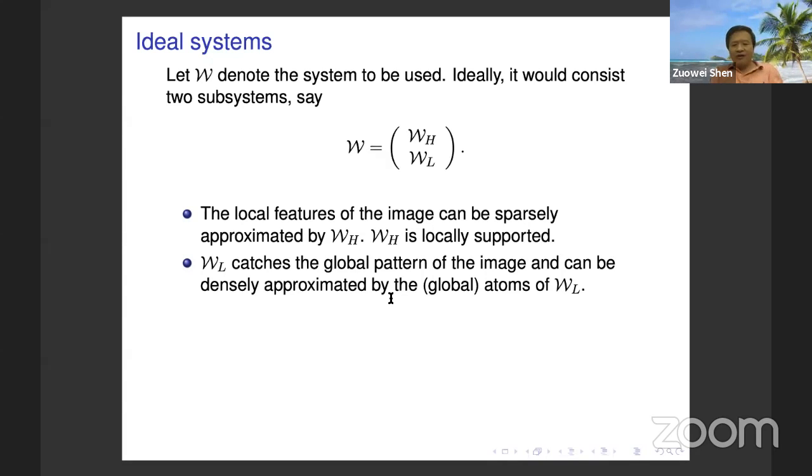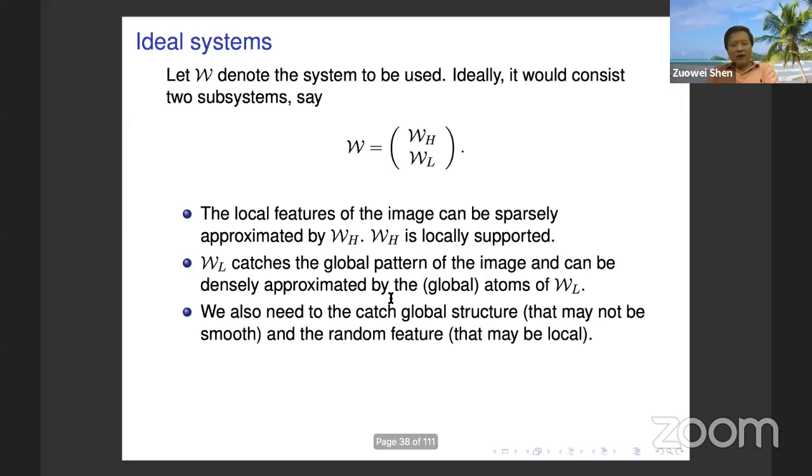But if you go further, and you want to do image classification or other things, you may need more. You also need some subsystem that can catch global structure, which may or may not be smooth. And then at the end, you still need to catch some random features. This third part, I don't think wavelets really have the ability to do.